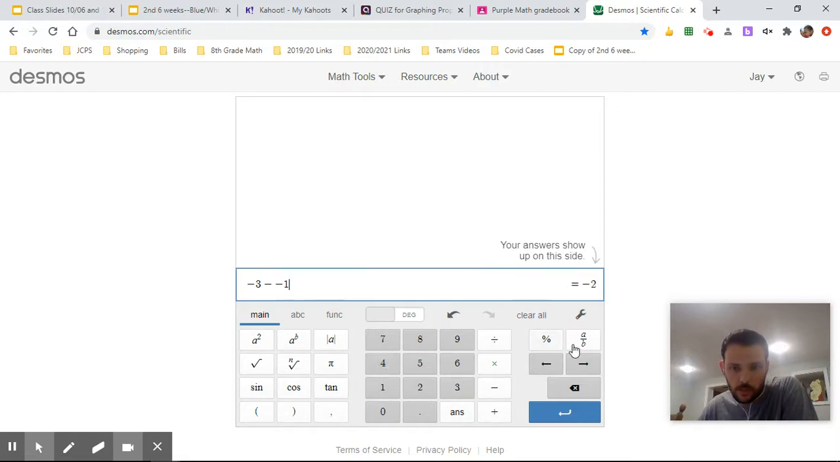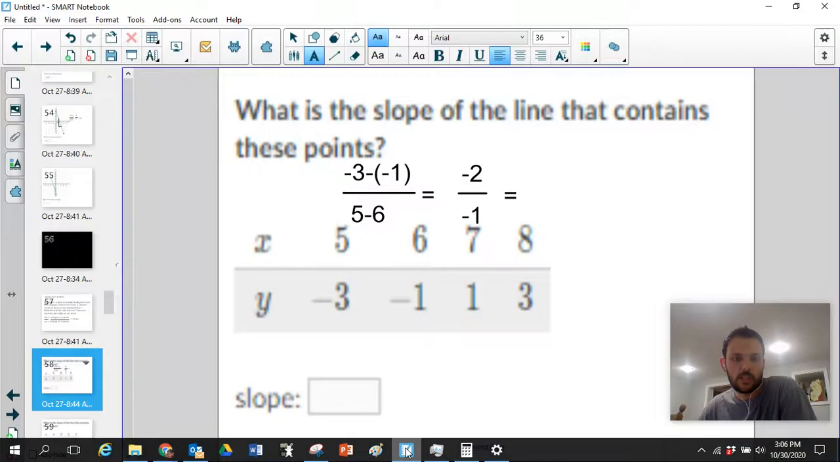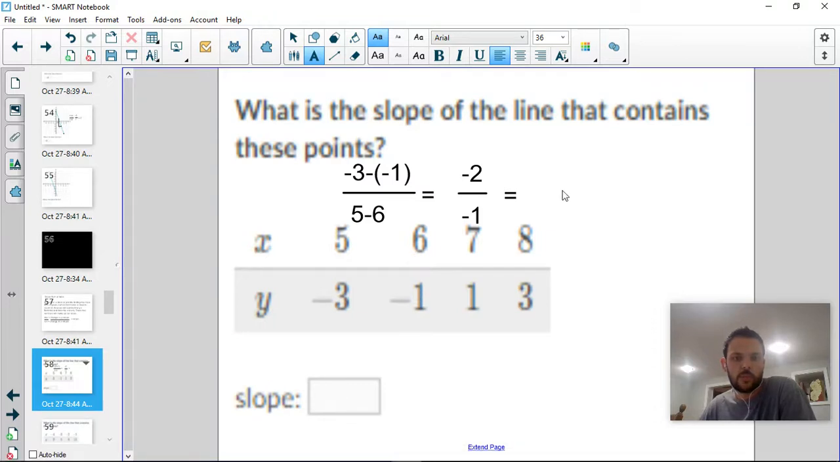You might even be able to put in a fraction here to solve the whole thing all at once. Let's give that a try. -3 minus -1 on top, and then we had 5 minus 6 on bottom. All right, and then I'll give you the slope of 2. So maybe you can simplify things a little bit using desmos.com/scientific calculator to get things done a little more quickly. All right, so this time, like you guys just saw, our slope is +2. -2 divided by -1 is +2, so that would be our slope here.